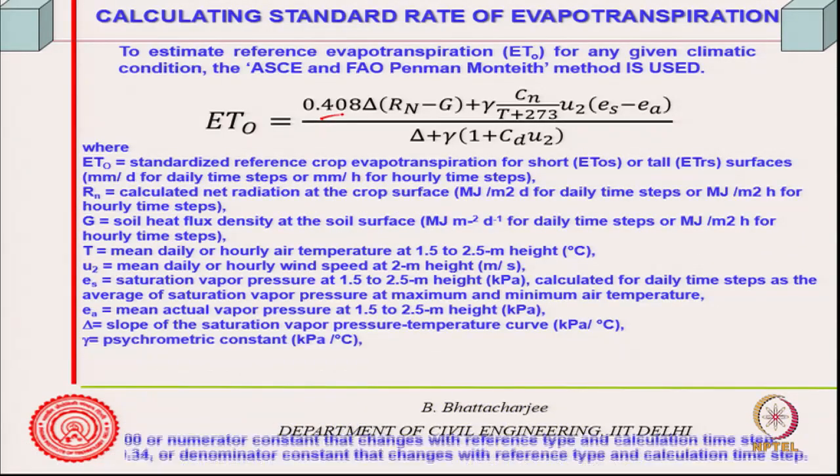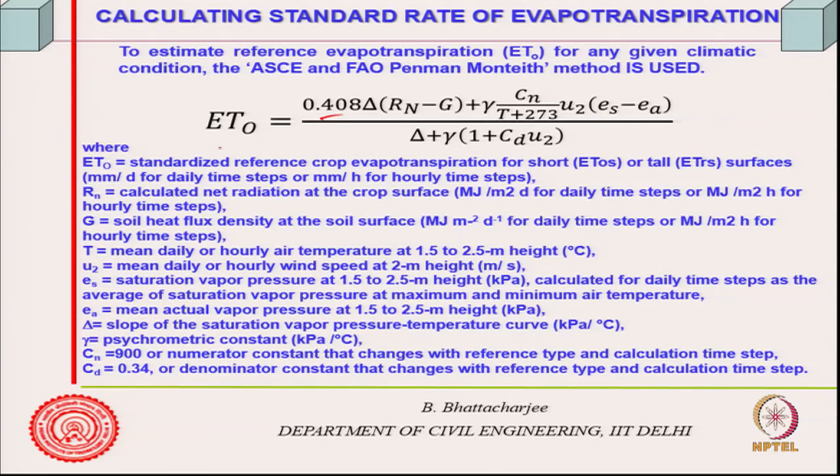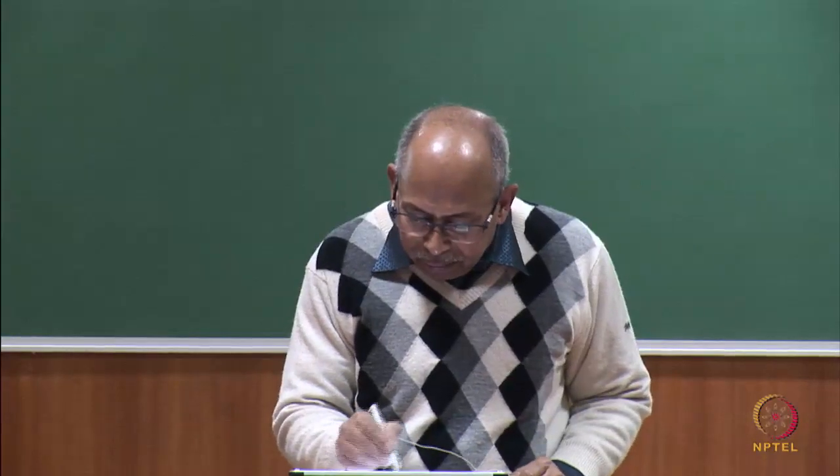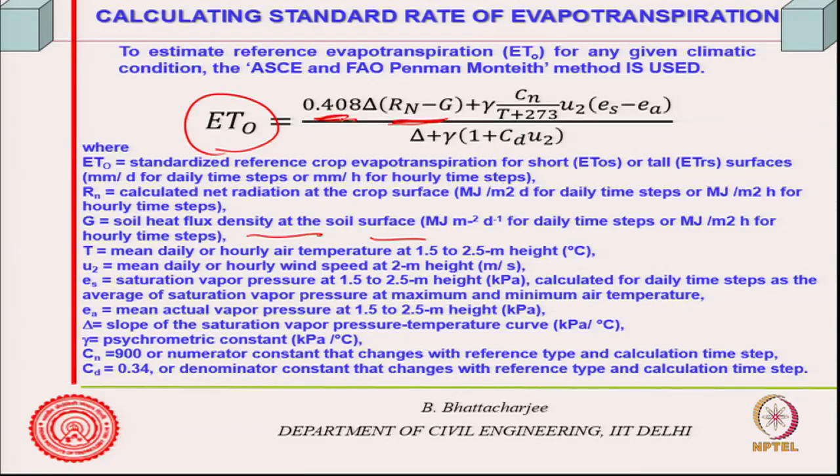Now it has got two components, as you can see in this equation. This is a standardized reference crop evaporation, this is what they have developed, this equation. So this Rn is the amount of radiation that is coming in, G is going out into the ground. So G is the soil heat flux density, whatever is absorbed by the soil, Rn is the total coming in per unit area, a part of it will be absorbed by the soil, and the remaining radiation multiplied by 408 is in millimeter per day.